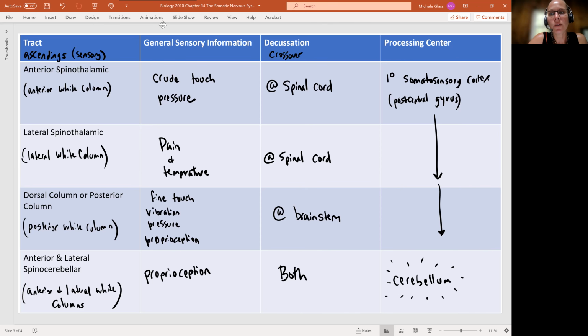Okay, so next up, I'd like to do a video kind of drawing out these different tracks to give us another sort of visualization. So we've seen this in our cross section of our spinal cord. We've mapped out on a table the important details, and then I'd like to actually give you some visuals for these pathways.